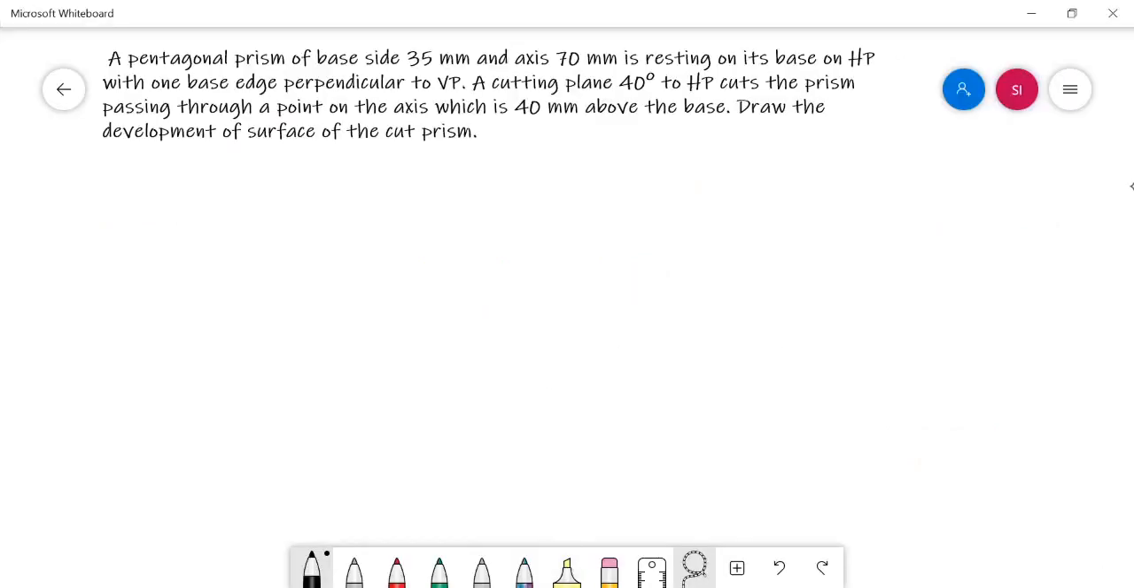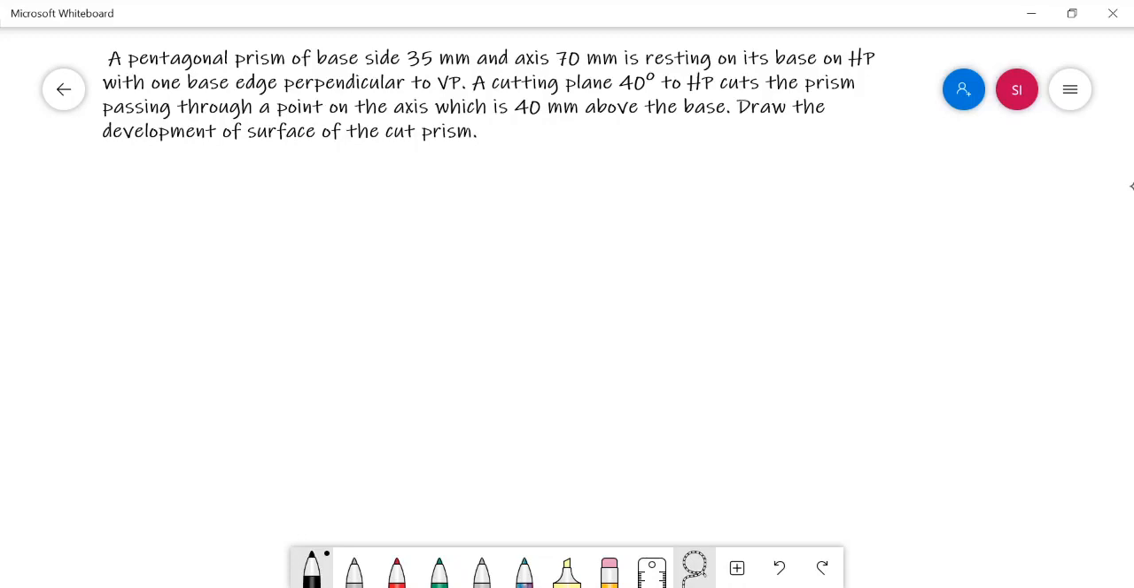A pentagonal prism of base side 35 mm and axis 70 mm is resting on its base on HP with one base edge perpendicular to VP. A cutting plane 40° to HP cuts the prism passing through a point on the axis which is 40 mm over the base. Draw the development of the surface of the cut prism.